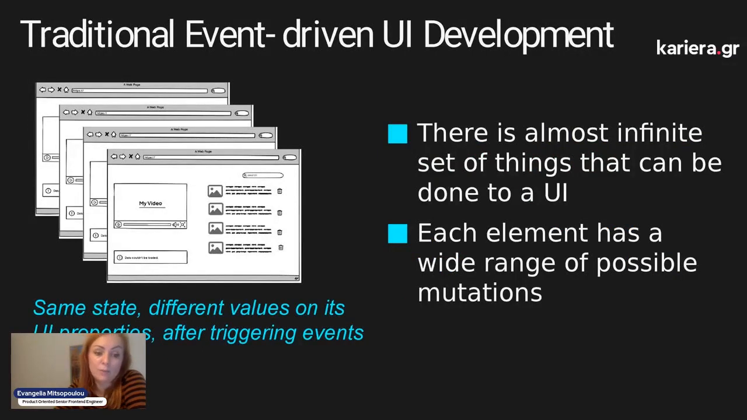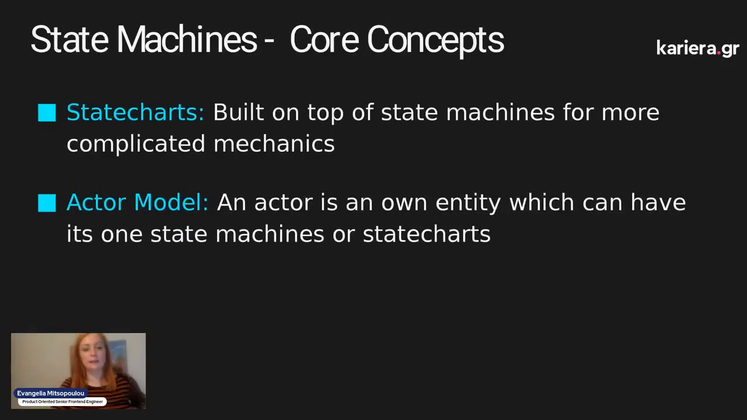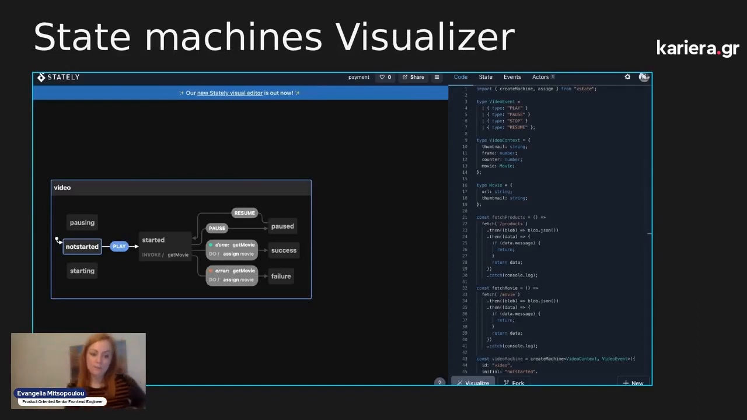How does it differ from the traditional event-driven UI development? In traditional UI-driven development, we have the same state and different values on its properties. Here, we don't have the same state. We have different states up front and correlations on how we can navigate from one to the other. In this case, we can prevent edge cases. And it's a really nice way for developers to communicate with product designers and managers because it has this visualization tool. So when you create the state machine and all the potential states, it really visualizes them.